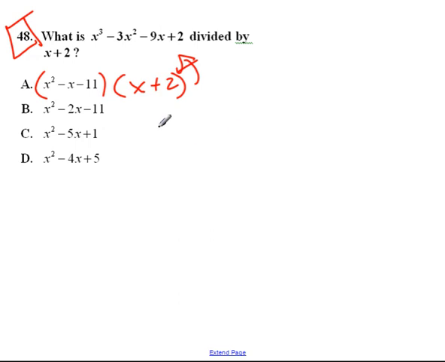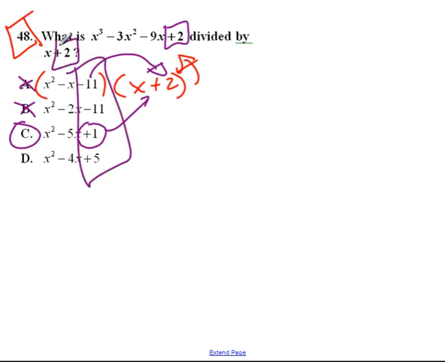I know none of you want to sit here and do box method with all this stuff. So all we're going to do is check this last number. If I did negative 11 times 2, is that going to make 2? No. But 1 times 2, that makes 2. So C is our answer here. You take your last numbers, multiply them, and see if that gives you the last number. That's simple. And that's how you go through one of these little long division problems.